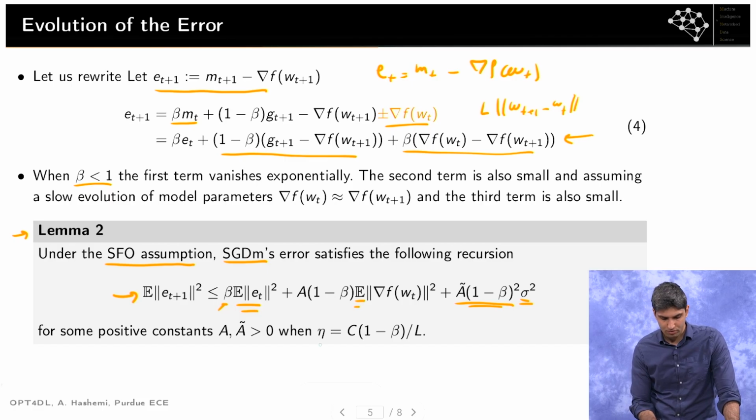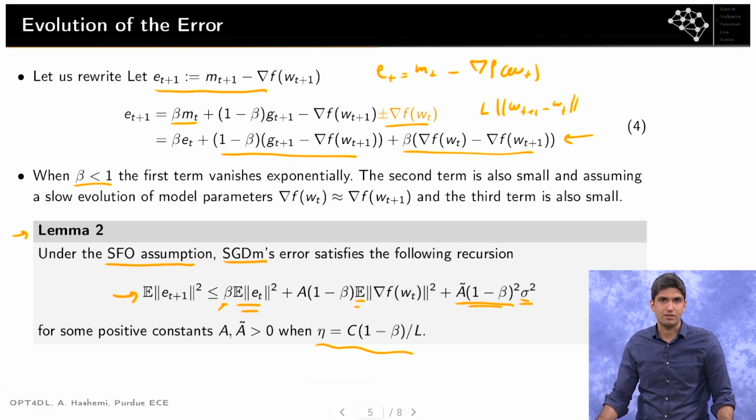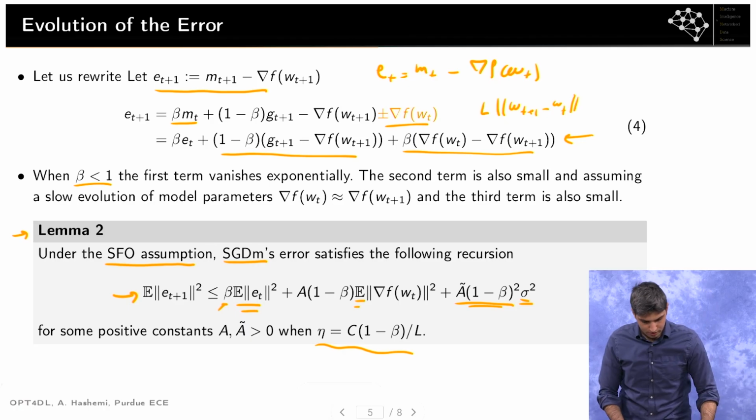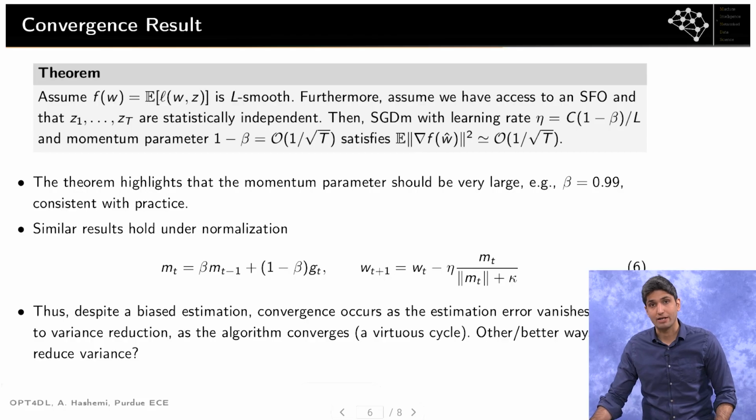Also, this is true when you set your learning rate to be small. How small? Some constant times 1 minus beta. Again, remember beta: you should think of it as a constant which is very close to 1. 1 minus beta is a very small number. Therefore, the learning rate is also small. So, all in all, this means that we have a nice recursion for how error evolves over time, and this hopefully will lead to a nice convergence guarantee for our SGD with the momentum algorithm.